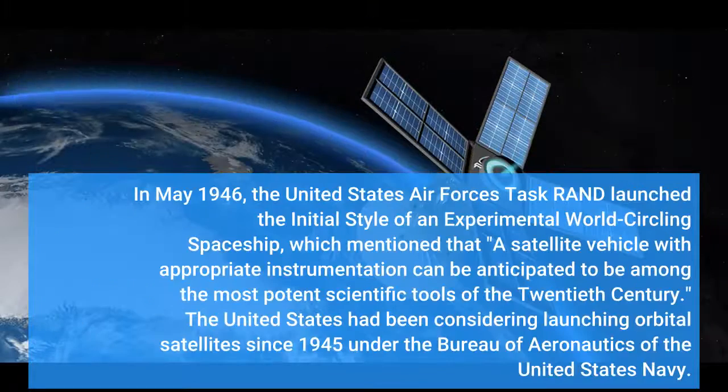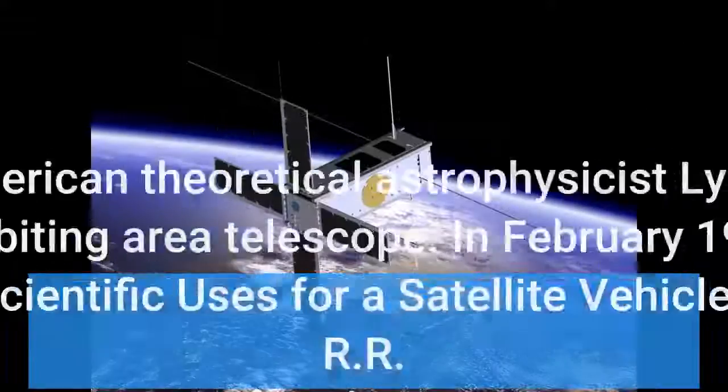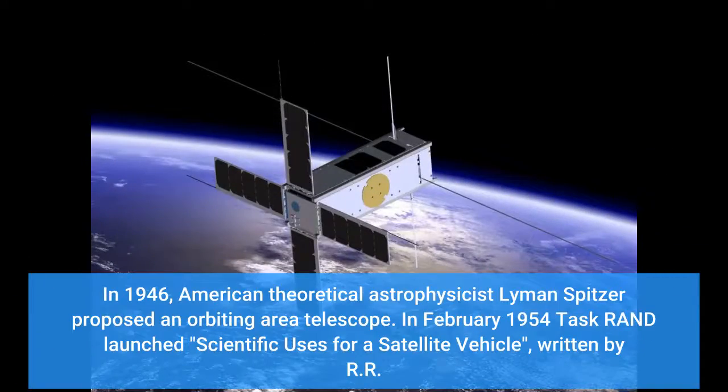In May 1946, the United States Air Force's Project RAND released the initial design of an experimental world-circling spaceship, which mentioned that a satellite vehicle with appropriate instrumentation can be expected to be among the most potent scientific tools of the 20th century. In 1946, American theoretical astrophysicist Lyman Spitzer proposed an orbiting space telescope.